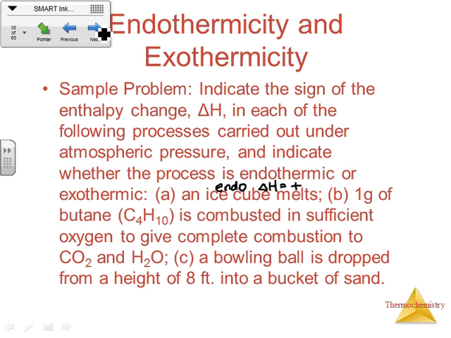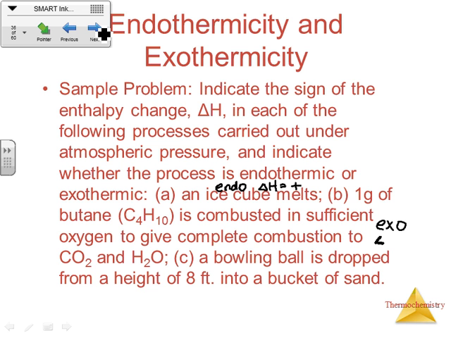All right, we've got 1 gram of butane, and it's combusted in sufficient oxygen to give complete combustion to CO2 and H2O. Combustion reactions, I think we probably all know this. When you have a fire, it's giving off energy. It's releasing energy out into the environment. That's why if you get your hand too close to it, your hand being part of the surroundings is going to get too much energy too fast, and you're going to get burned. So that system is giving off a lot of energy, which means it's an exothermic process.